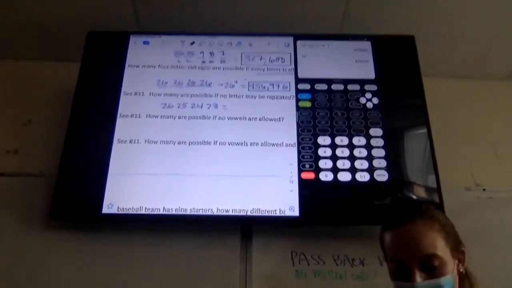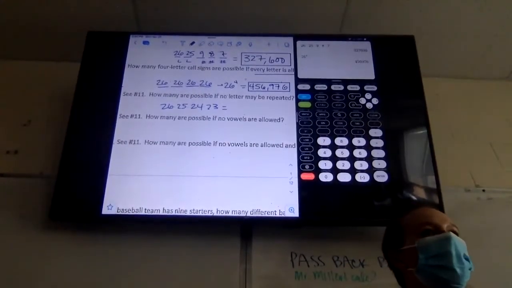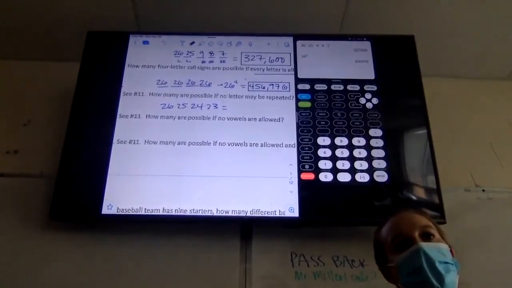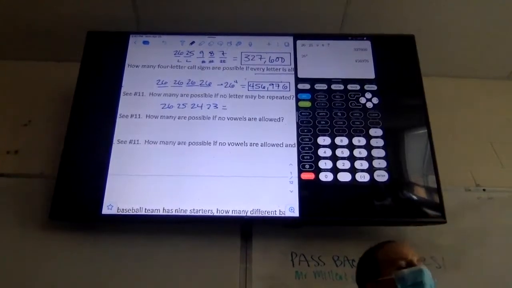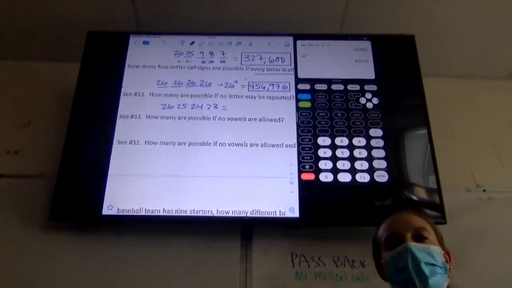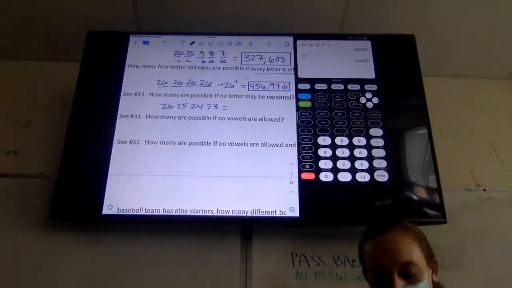What about the next one? How many are possible if no vowels are allowed? I don't know what the final answer is. What did you multiply to get there? Not 20 to the fourth. I did 21 to the fourth.